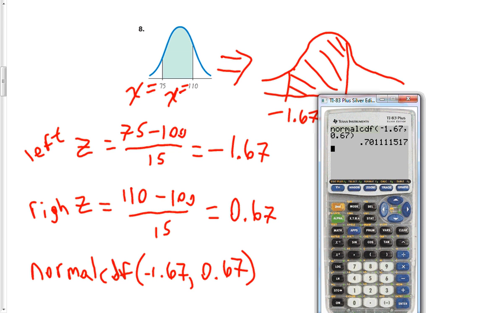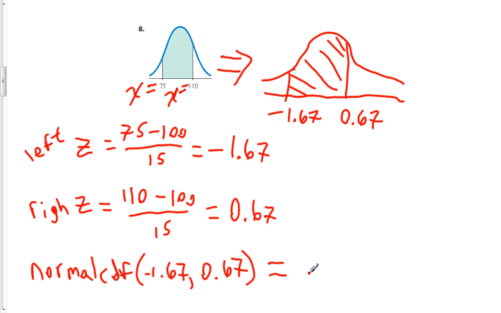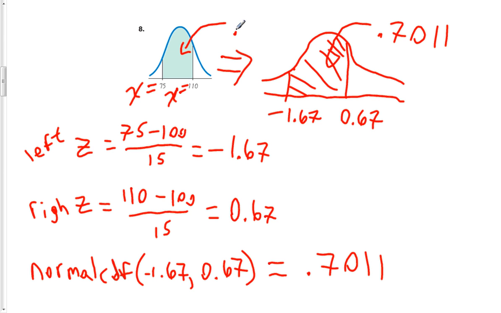And it turns out that this area is equal to 0.7011. So this is equal to 0.7011, which means this area here is equal to 0.7011, which corresponds to this area here also being 0.7011. So we found the answer, we found the area between those two z-scores.